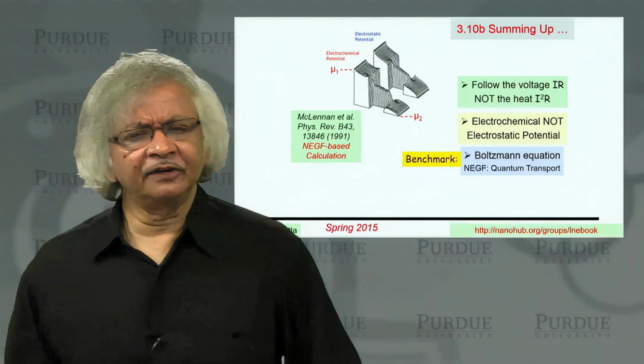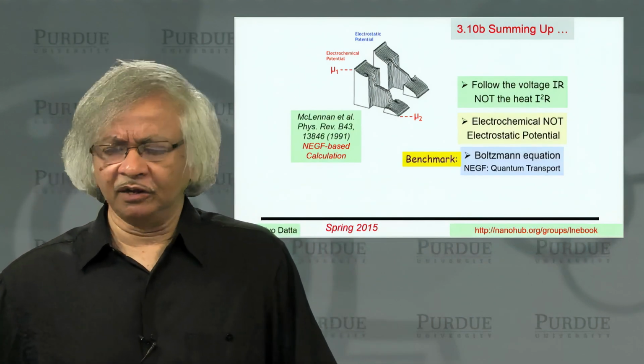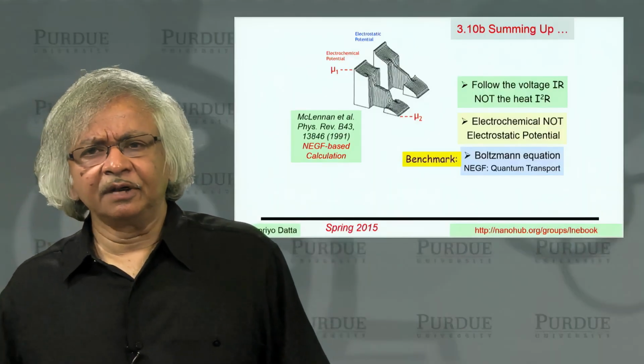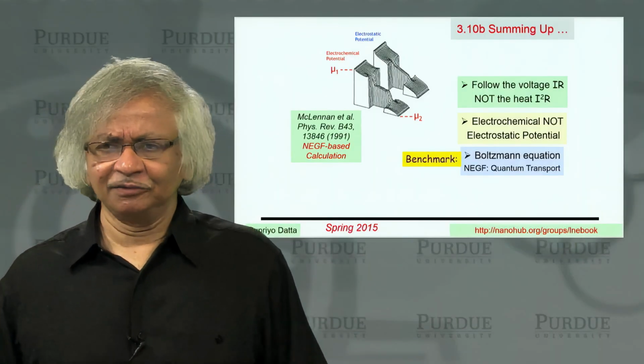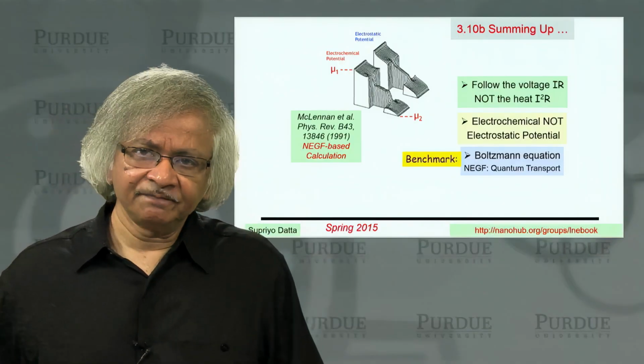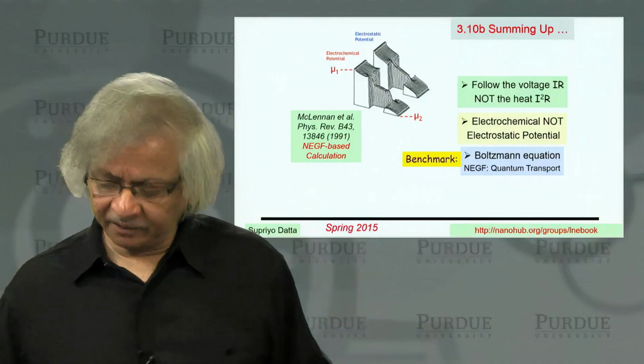And the question I often get is, okay, so we have a nice direct way of calculating things. So why bother with approximate concepts like electrochemical potentials or quasi-Fermi levels? Why not just calculate things rigorously and then look at it?